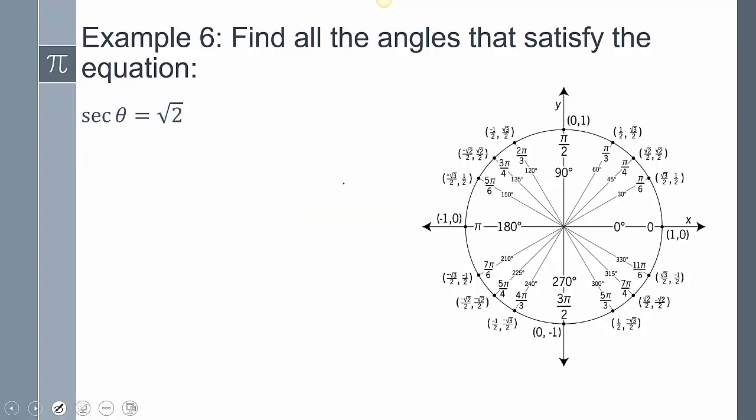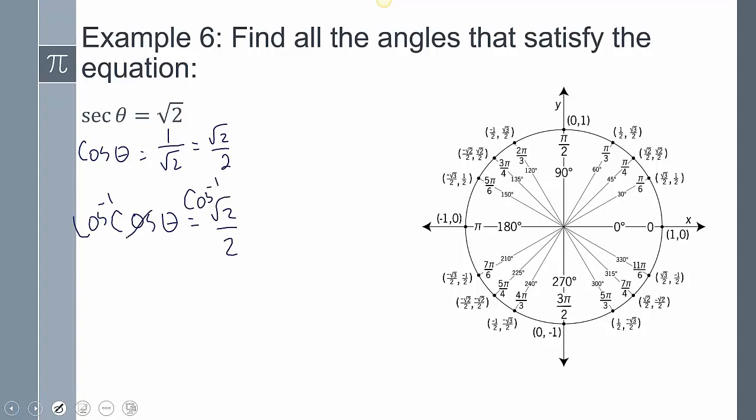For secant, secant relates to cosine. That's the same as radical 2 over 2. So where is my cosine going to be radical 2 over 2? If I wanted to solve this formally, you take the cosine inverse to both sides. So you get theta equals cosine inverse of radical 2 over 2. And so that's going to be here at pi fourths, and it's also going to be here at 7 pi fourths.